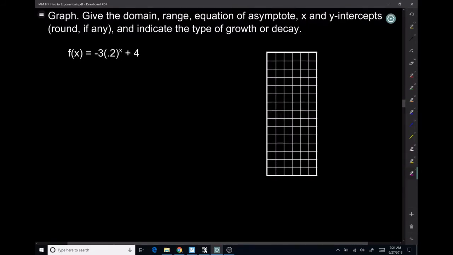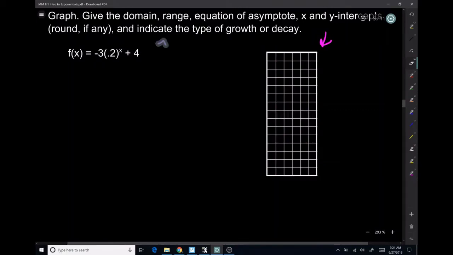So one more graph. Give the domain, range, equation of asymptote, etc. Again, notice how narrow this graph is because I don't really need a whole lot for this. It's going to go up and down really fast, but it's going to go left and right very little. This is decay, so the graph usually decays like this, but because it's negative, it gets reflected and decays like this, so it's actually getting bigger as it goes to the right, but it's approaching the asymptote at 4.